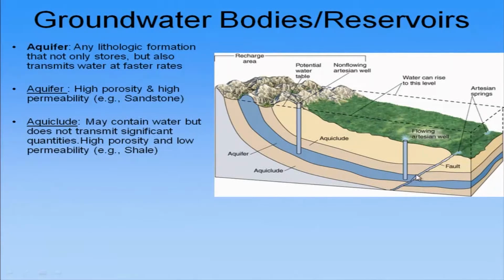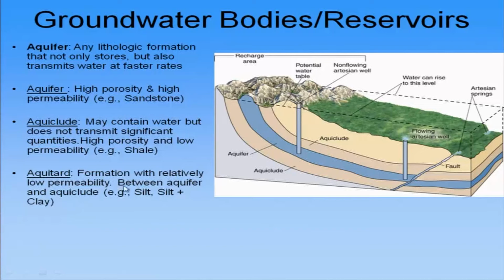Also, if you have a structure like a fault, then you will have an artesian well or artesian springs along the fault, because the shear zone will act as a conduit. If it is rupturing the aquifer, then it will supply the groundwater through it, and the shear zone acting as a conduit will result in the formation of artesian springs.